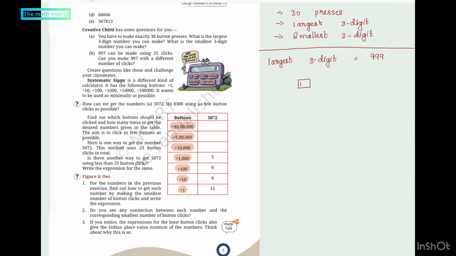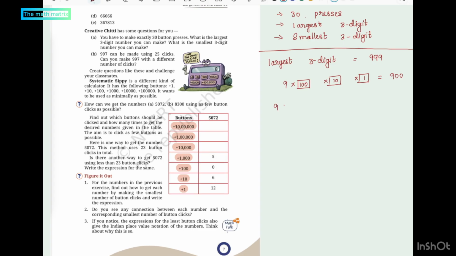Since it is a 3-digit number, we have three types of buttons: hundreds, tens and ones. Consider 900s. First we use 9 buttons and 8 tens. 9 plus 8 is 17. So after 17 we have 13 left in 30. We can consider 3 ones, so it will make 993. So the largest 3-digit number is 993.